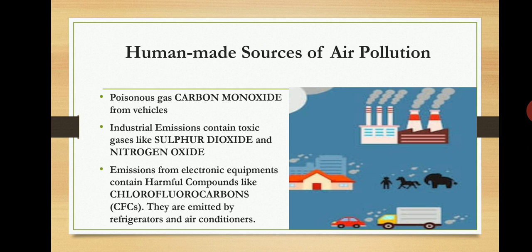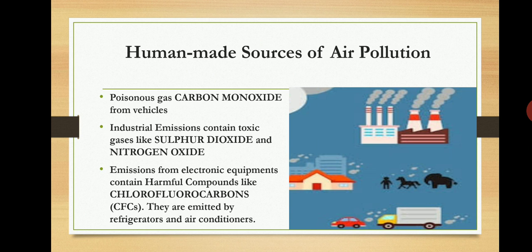So one was from the vehicles and the traffic that we have on our roads. Second is from the industries that are making so many products. They are causing air pollution. Now the third cause of human made source of air pollution is from the electronic equipments that we have at our homes. All the electronic things that we use at our homes are also giving out some sort of a gas, but we don't even realize it.